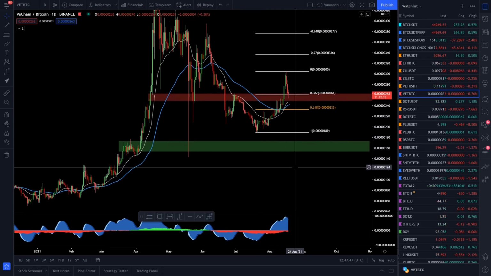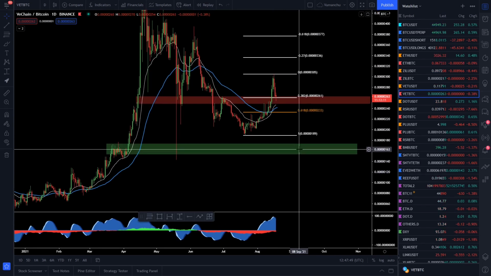That will take it out in dominance. This will then come down to this price, I reckon, at about 163 Satoshis, but that's over the course of the next month or two.